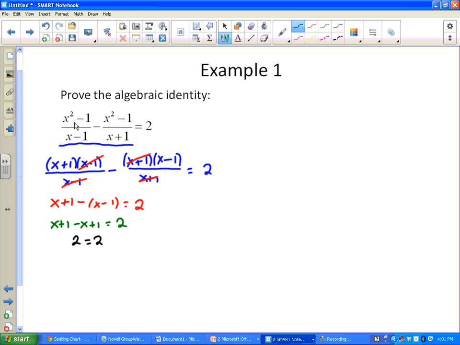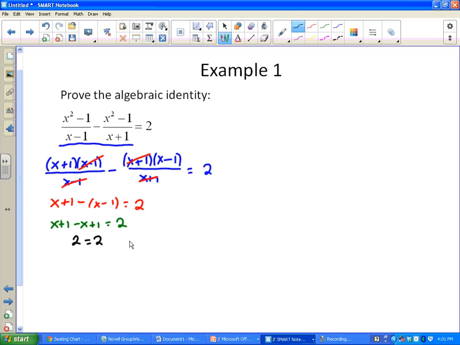And our goal is to get this left side to somehow end up being 2. And look, we accomplished our goal. So there's nothing really to circle here. It would not be appropriate for me to circle 2 equals 2. I mean, I can if I want to, but that's not my answer. My answer is the whole proof.